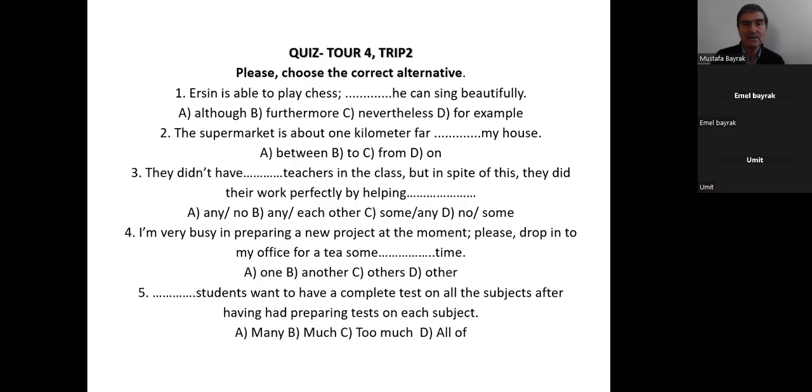5. Blank students want to have a complete test on all the subjects after having had preparing test on each subject. So many students, much, too much, all of. All of is not correct, because there should be the, all of the. So many students want to have a complete test on all subjects after having had preparing a test on each subject.